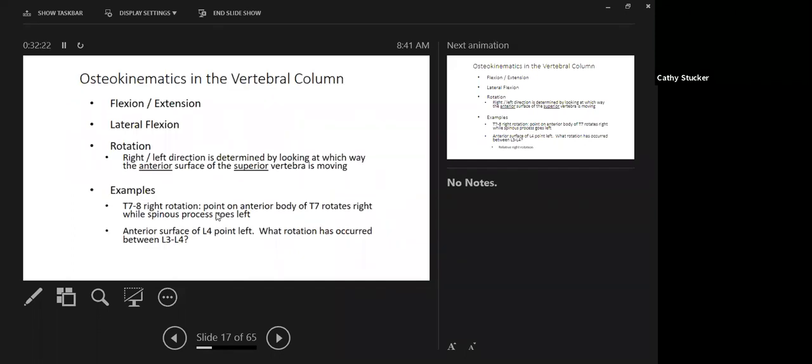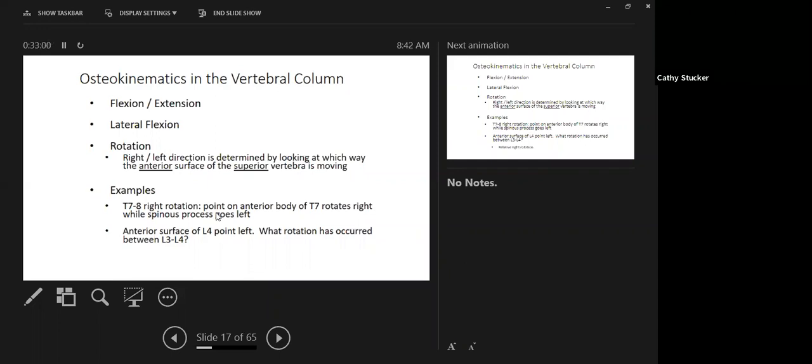All right. The osteokinematics of the vertebral column, obviously we have flexion, extension, lateral flexion or side flexion. You can use those interchangeably. I tend to use side flexion and rotation. And when we talk about feeling rotation in the spine, we feel movement from the spinous process. So when you rotate someone to the right, their spinous process actually goes left.